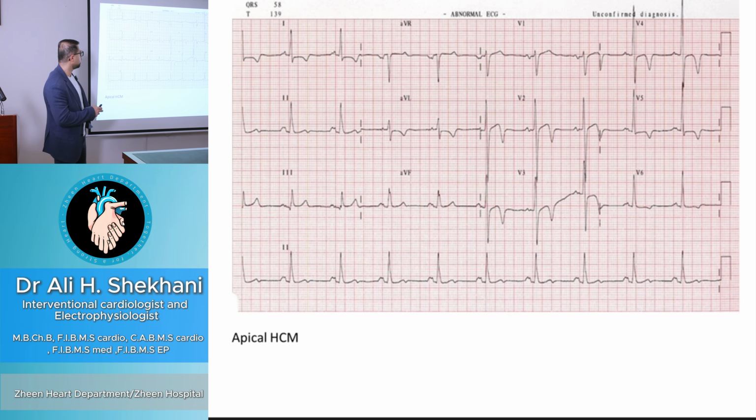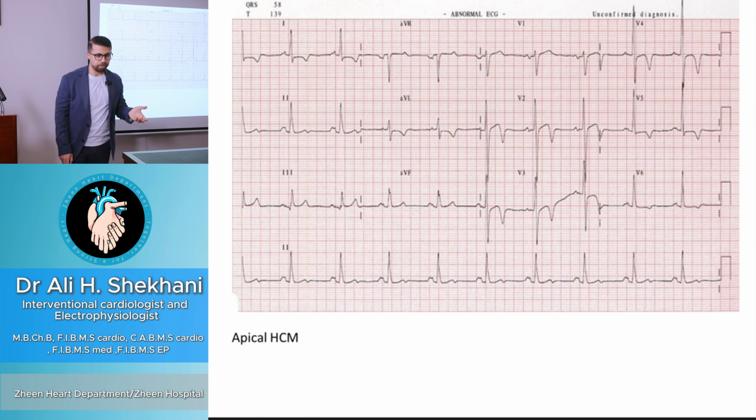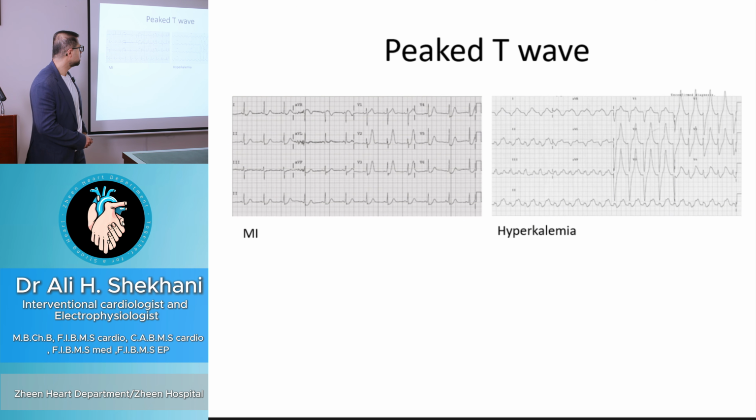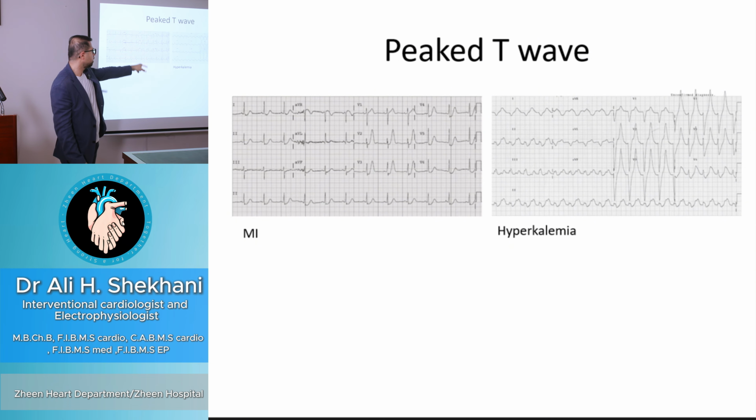And this ECG was taken from a patient with hypertrophic cardiomyopathy. This is also deep T inversion. So not all T inversion is due to MI. We have different causes. And we have the peaked T wave. The most important causes of peaked T wave, we have two common causes: myocardial infarction, which we call hyperacute T wave, or hyperkalemia. These two causes are very common.